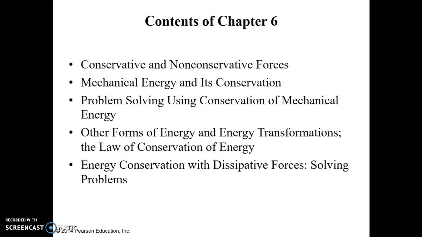So we'll start off by describing the difference between conservative and non-conservative forces. We'll define mechanical energy and how it is conserved. Then we'll look at how to actually solve a problem using conservation of energy.